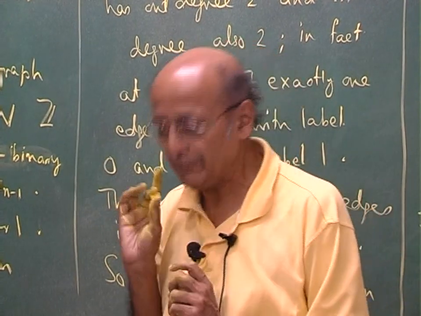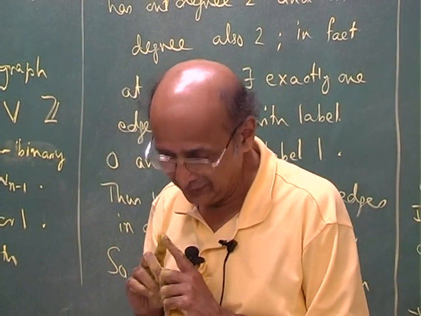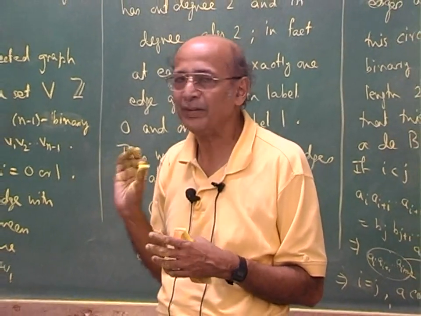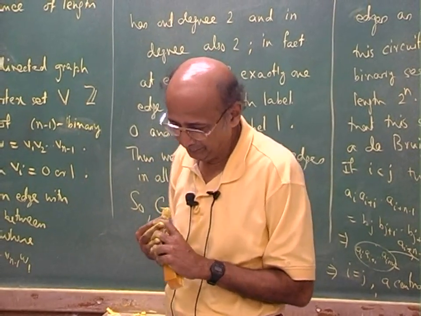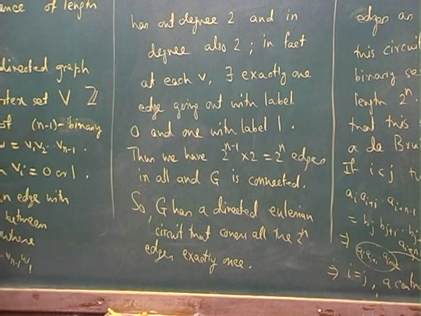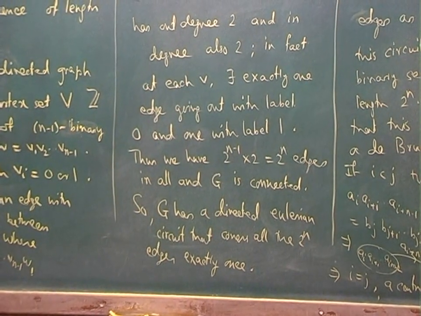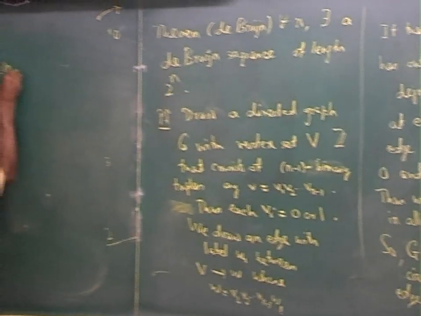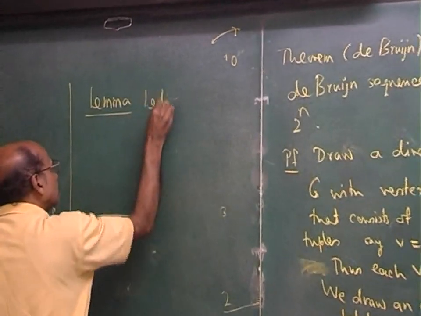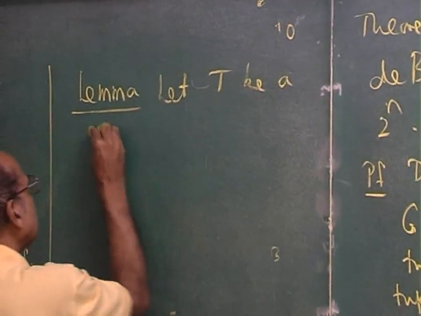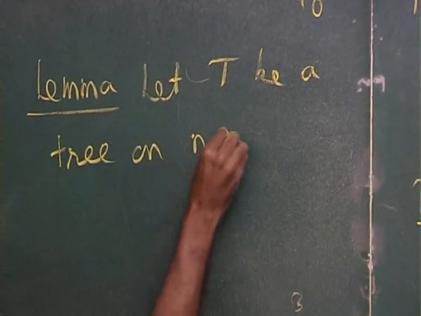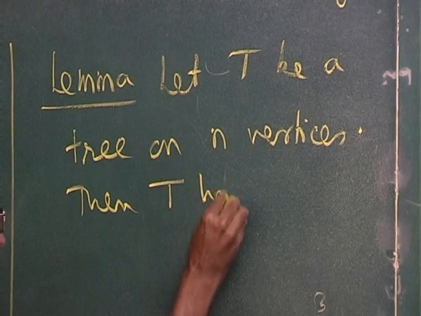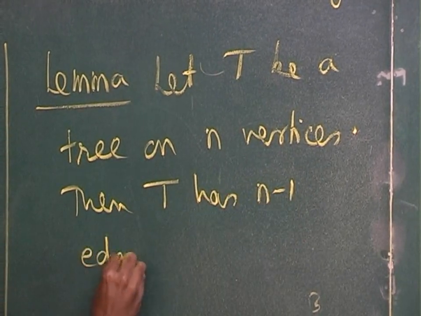Okay, is that clear? So the conclusion for us, because we are looking at graph as a finite object and tree is also a finite object for us, is that every tree has a leaf. That gives us a basic result. Proof?